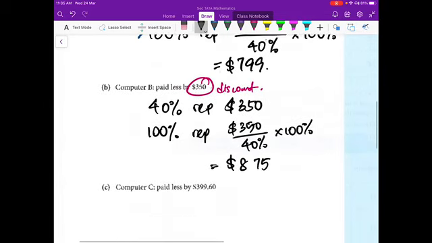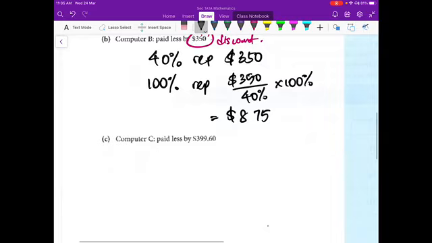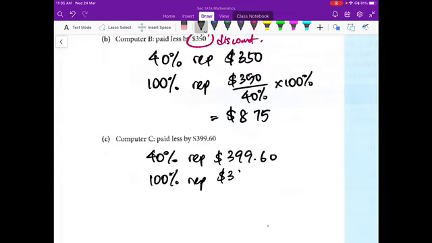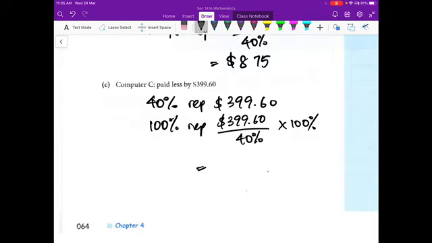The last part, 40% represents 399.6, 100%. So this will be $999.